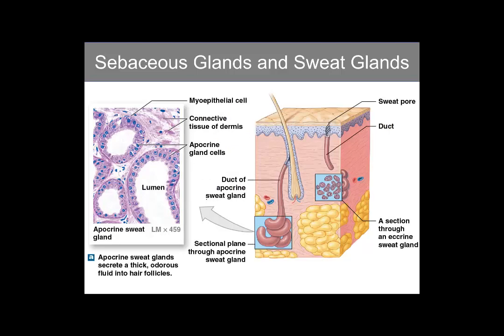Here we see an image of the apocrine sweat gland down here. And this particular one is associated with a hair follicle. So upon signaling, either again hormonally or through the nervous system, these secretions are released into the hair follicle.